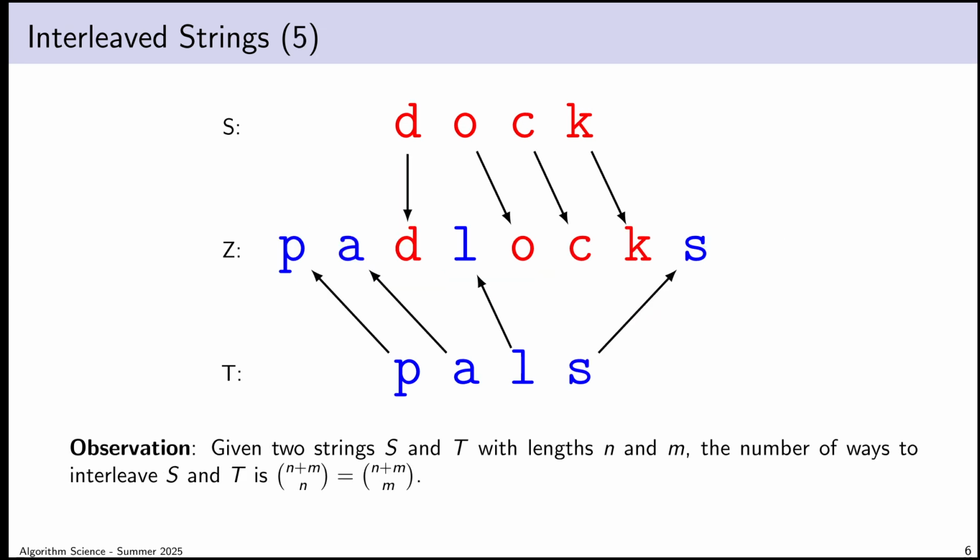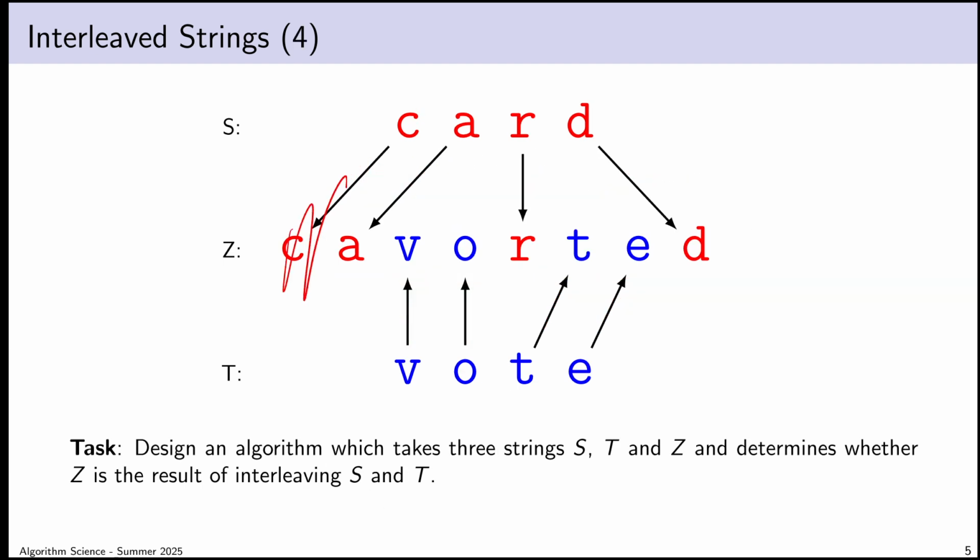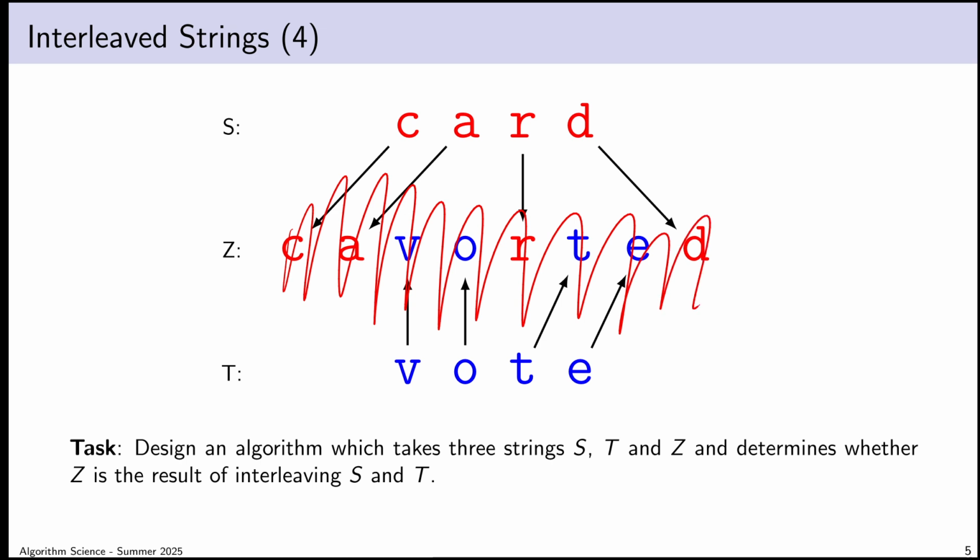Now, one thing we should consider right off the bat here is, let's just cross this out again, I guess it is possible that the number of ways to interleave these two strings might not be very large. And if that's true, then I suppose I could test whether Z is the result of interleaving S and T by just looking at all the possible interleavings and reporting if one of them works.